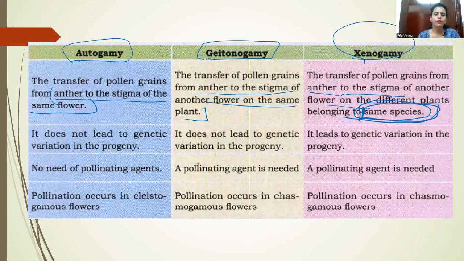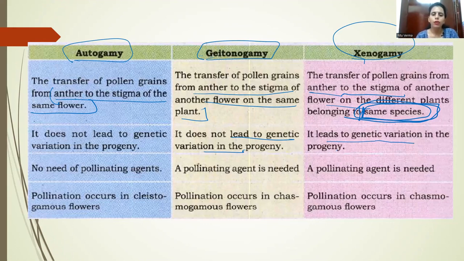Okay. Then the second difference is that autogamy does not lead to any variation in the progeny. That means the next plant which is forming will mostly be like the parent plant. No variation is there as the gene pool is the same. Gene pool means the complete genetic component is the same. Geitonogamy also does not lead to genetic variation in the progeny, but in xenogamy, as it is cross-pollination, the gene pools are different. 50% of chromosomes are from one plant and 50% of chromosomes are from a different plant. Hence, it leads to genetic variation in the upcoming generation.